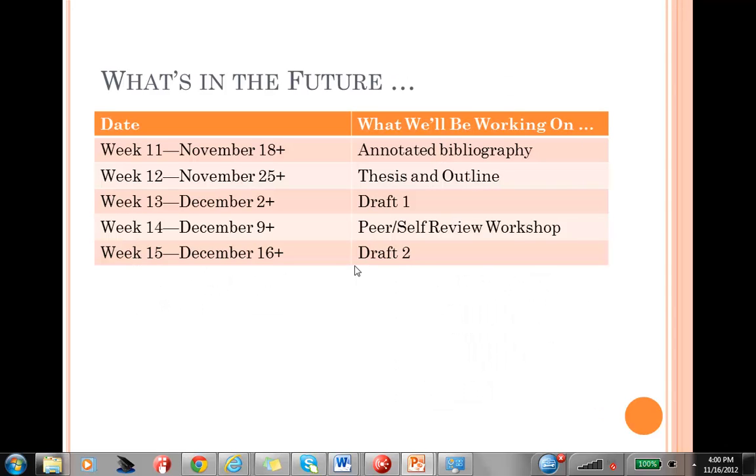So, this slide is incorrect and I will fix it in the slides that I post up there. Your annotated bibliography will be due on December 2nd. Then your thesis and outline will be due on December 9th. And we'll go from there. So don't worry about this. Download the slides. They will show you the timeline. I pushed things back a little so you can have some time to enjoy the Thanksgiving holidays and hopefully have extra time to do research and catch up on research.